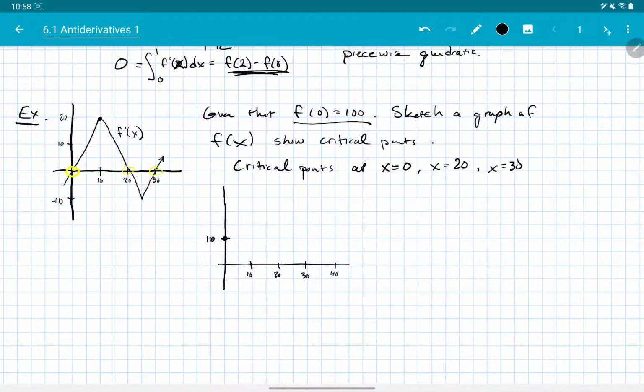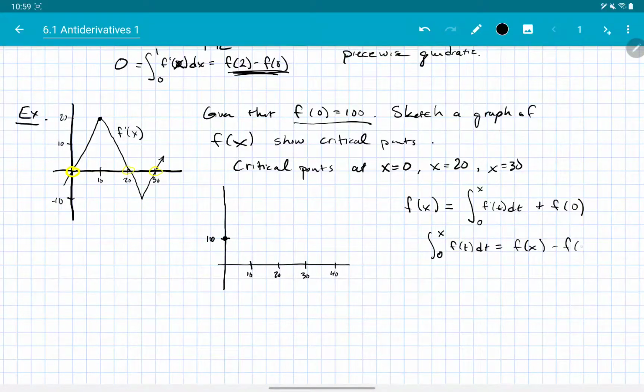And at 10, however, we're picking up area, right? So when we're drawing, let's think about what f of x is equal to. f of x is equal to the integral from 0 to x of f prime of t dt plus f of 0. This is because we know by the fundamental theorem that the integral from 0 to x of f prime of t dt is f of x minus f of 0. So I rewrite that in that way.